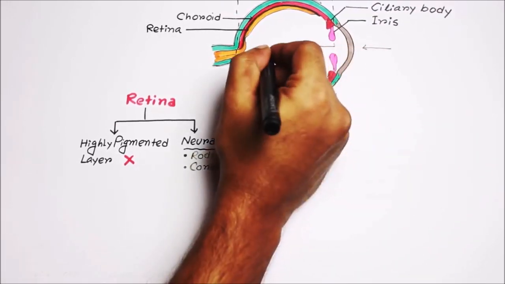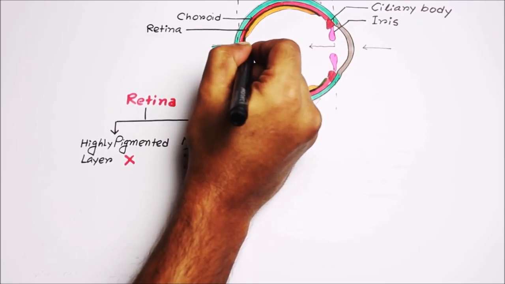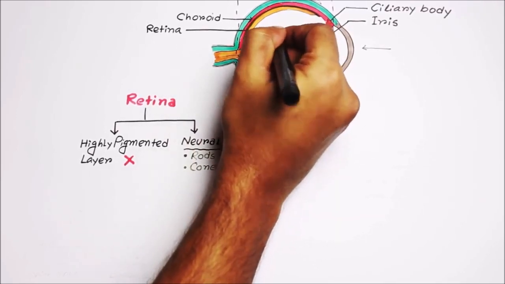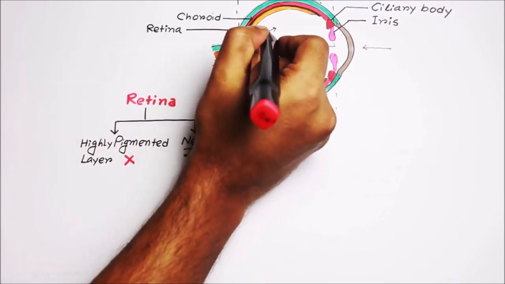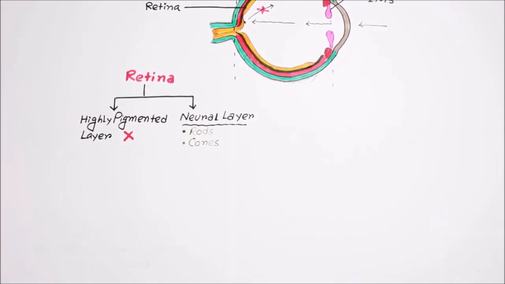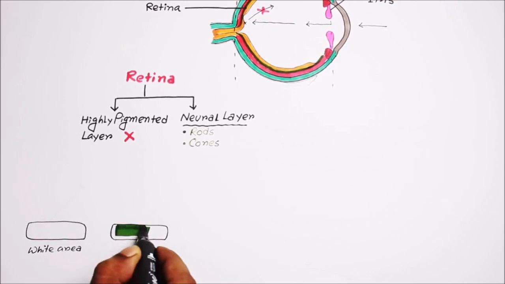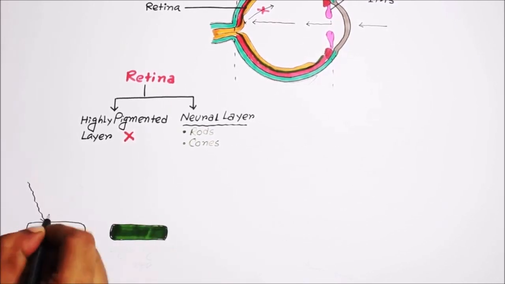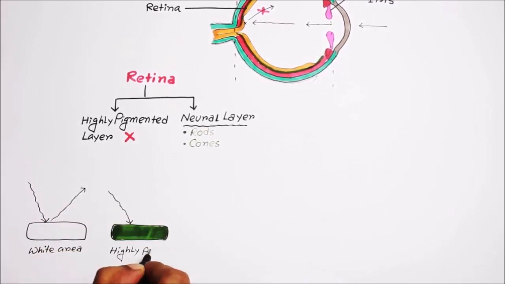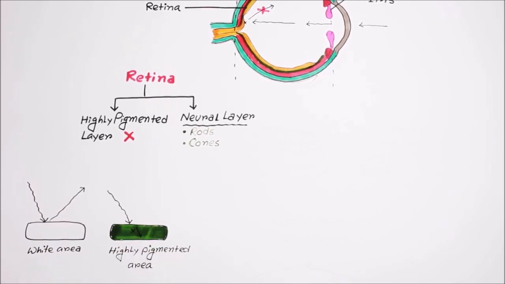Now this is the light entering into eye. When it falls into the retina, because of the hyperpigmented layer, the rays are not reflected back. We know that when light falls on white area, the rays are totally reflected, and when they fall on a highly pigmented area or a black area, it is absorbed.